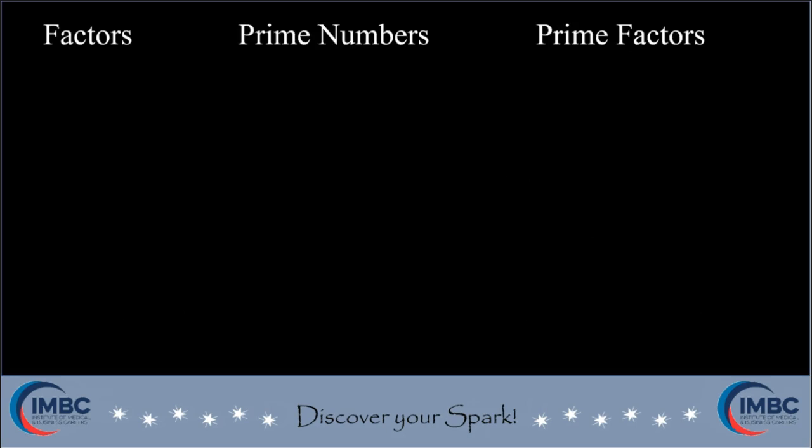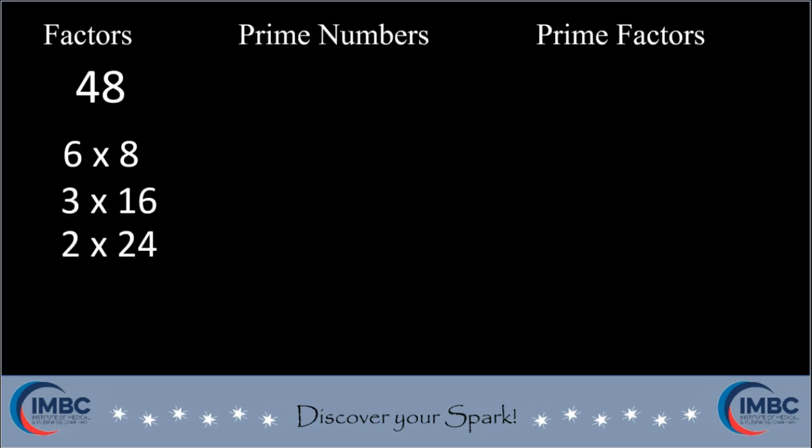Factors. Factors are any set of numbers that will equal a given number when multiplied together. So if I want to factor 48, 6 times 8 equals 48. Those are two factors of 48. Another set of factors for 48, 3 times 16, 2 times 24. So those are all different factors of 48.